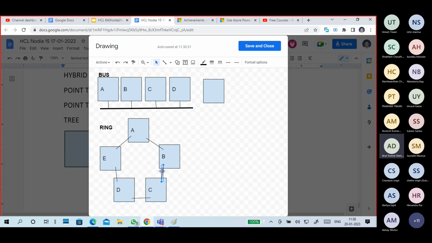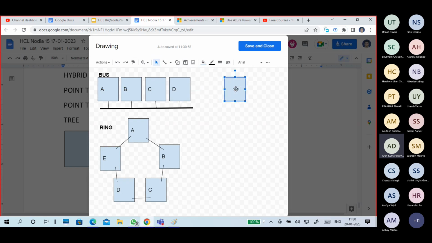For example, this wire is down. C, D, E, A, B communicate. A, B communicate. But B to C communication is not there. A to C communication is not there. A to E won't communicate. E to A communicates because of only this single wire. Okay, this is the ring topology.